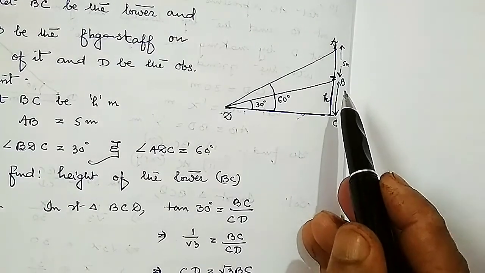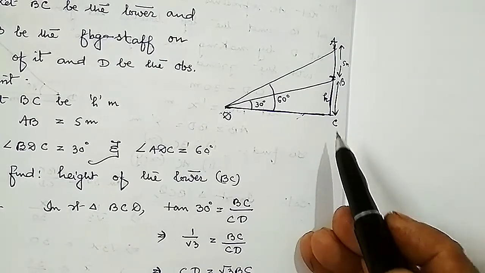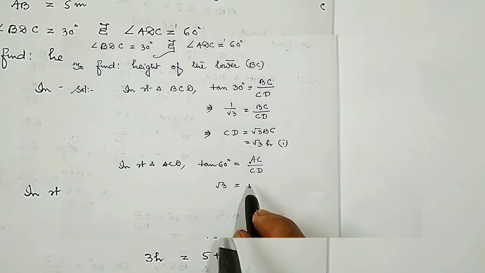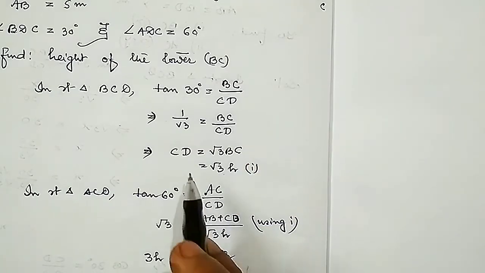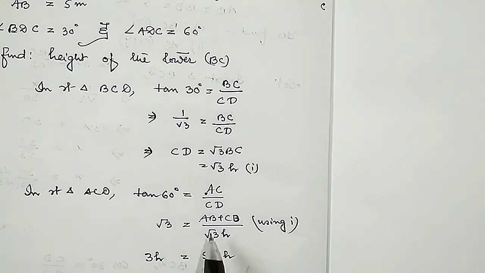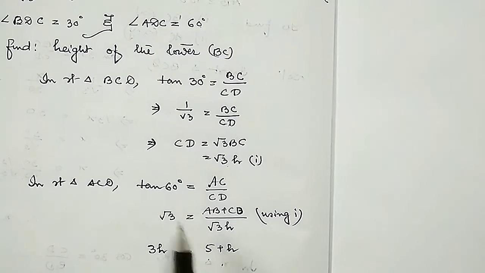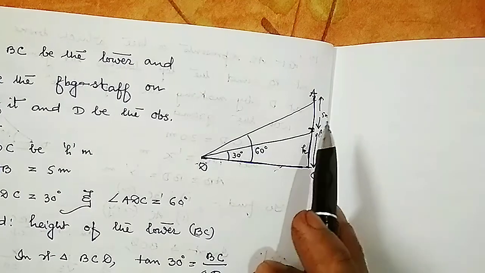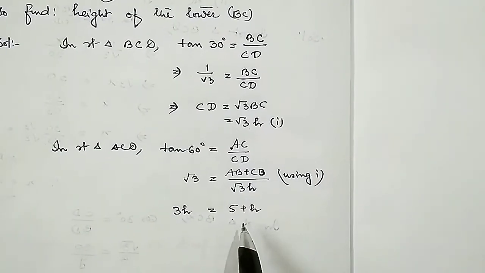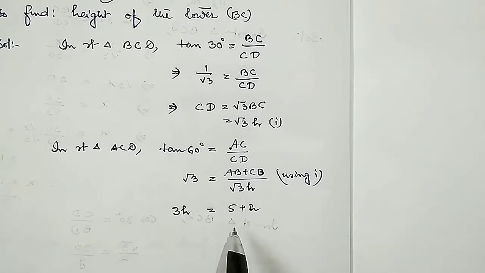So AB is 5 and this part is H. So we can write AB plus BC initially. And instead of CD, CD is root 3H. So we are just replacing the value of CD by root 3H. Here you write using 1. Now root 3 into root 3, 3H equals AB plus CB. AB is 5 and CB is H. So we can write 5 plus H divided by 1, so no need to write.